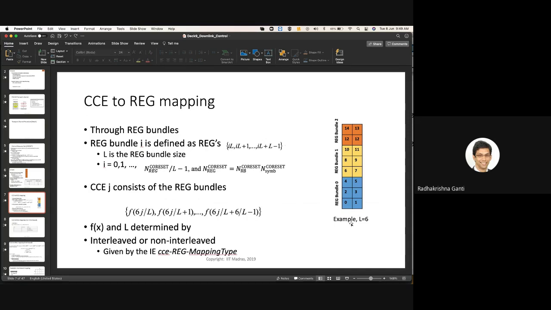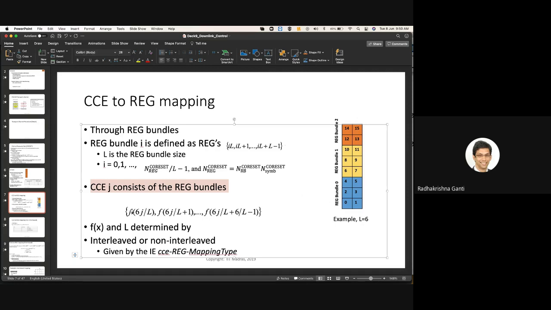Here I show an example of an REG bundle with size 6. REGs 0, 1, 2, 3, 4, 5 form one bundle, 6, 7, 8, 9, 10, 11 form one bundle, and 12, 13, 14, 15, 16, 17 form another bundle. Agreed? This is called an REG bundle. Now the CCE is mapped to the following REG bundle. It's given by a function.